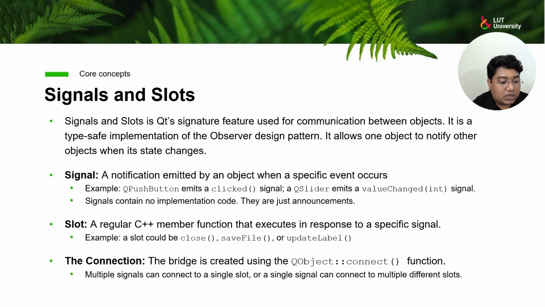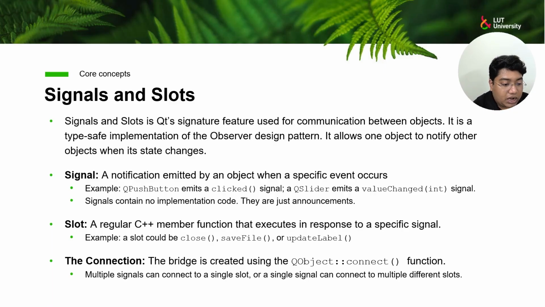A signal contains no application logic. It simply says, I was clicked. Something else must decide how to respond. That's where slots come in. A slot is just a normal member function that performs some action. Maybe it closes the window, maybe it saves a file, maybe it updates a label.